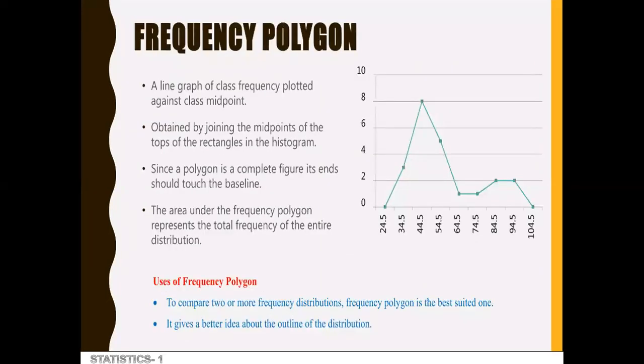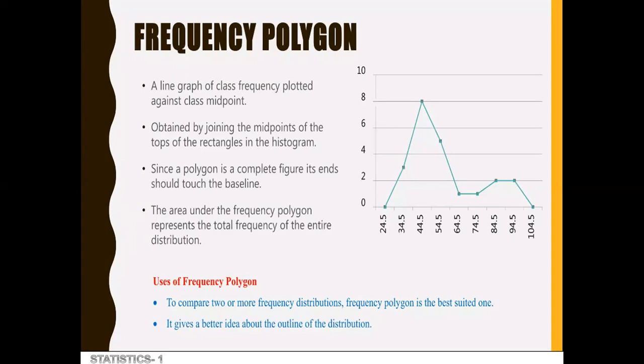The next one is the frequency polygon. It's a line graph of class frequency plotted against the class midpoint. That means we take the frequencies of a particular class interval and the midpoint of the class interval. That midpoint is taken for plotting. It is obtained by joining the midpoints of the tops of the rectangles in the histogram. Since a polygon is a complete figure, its ends should touch the baseline.